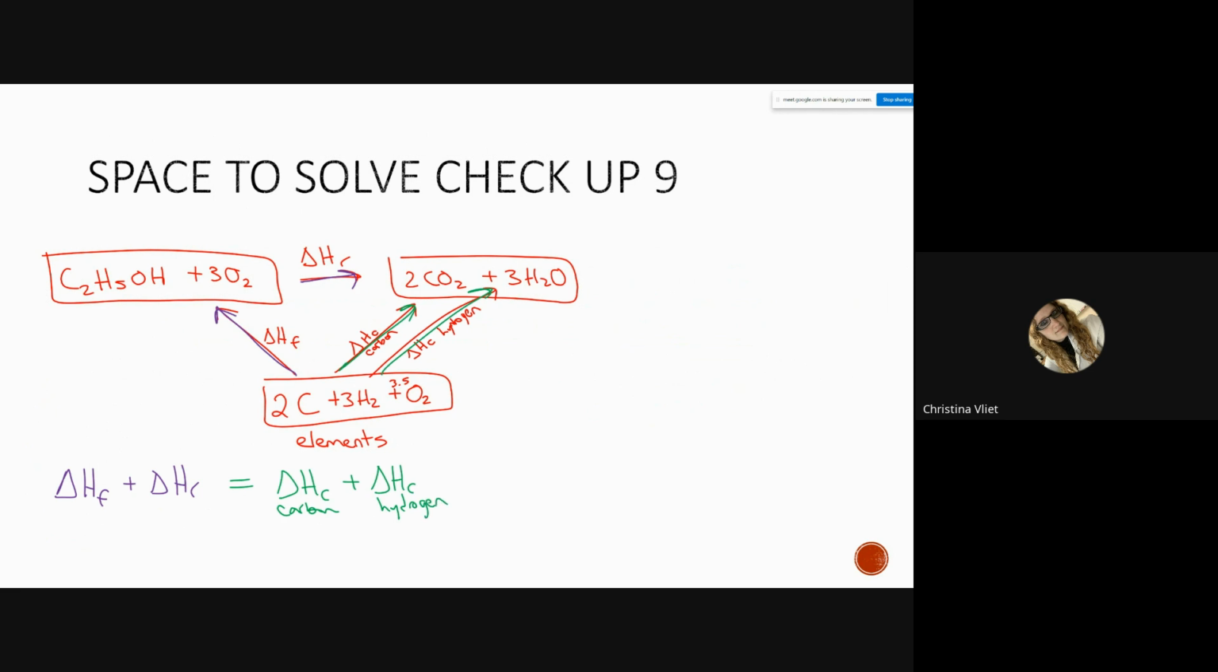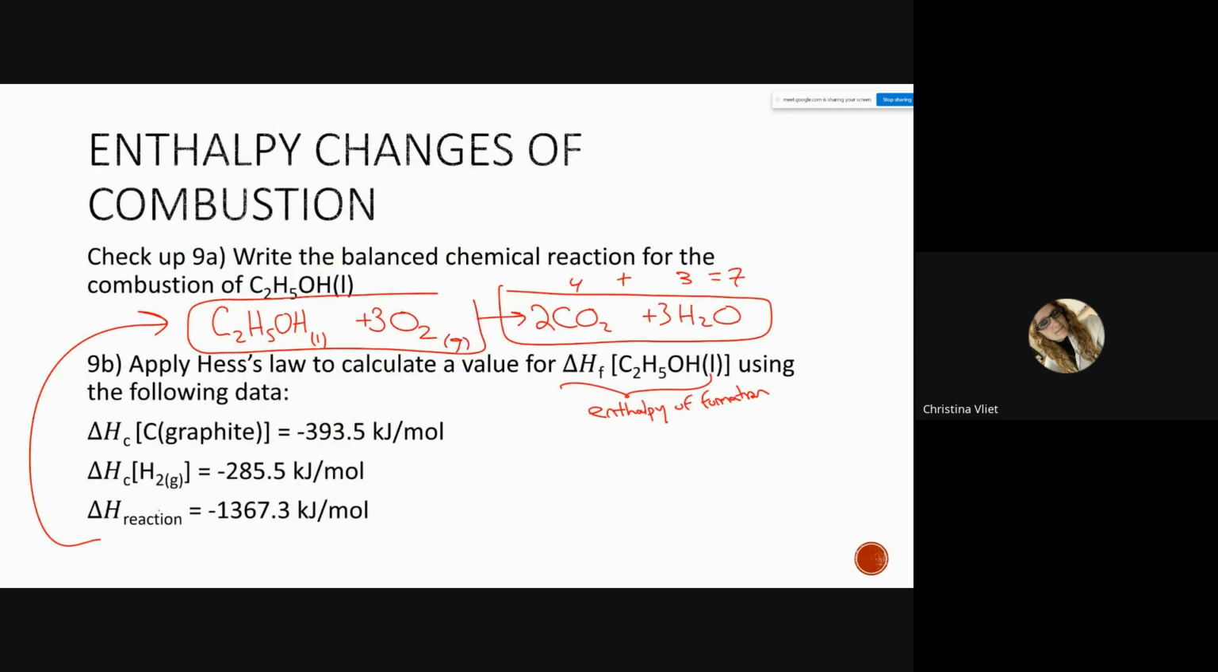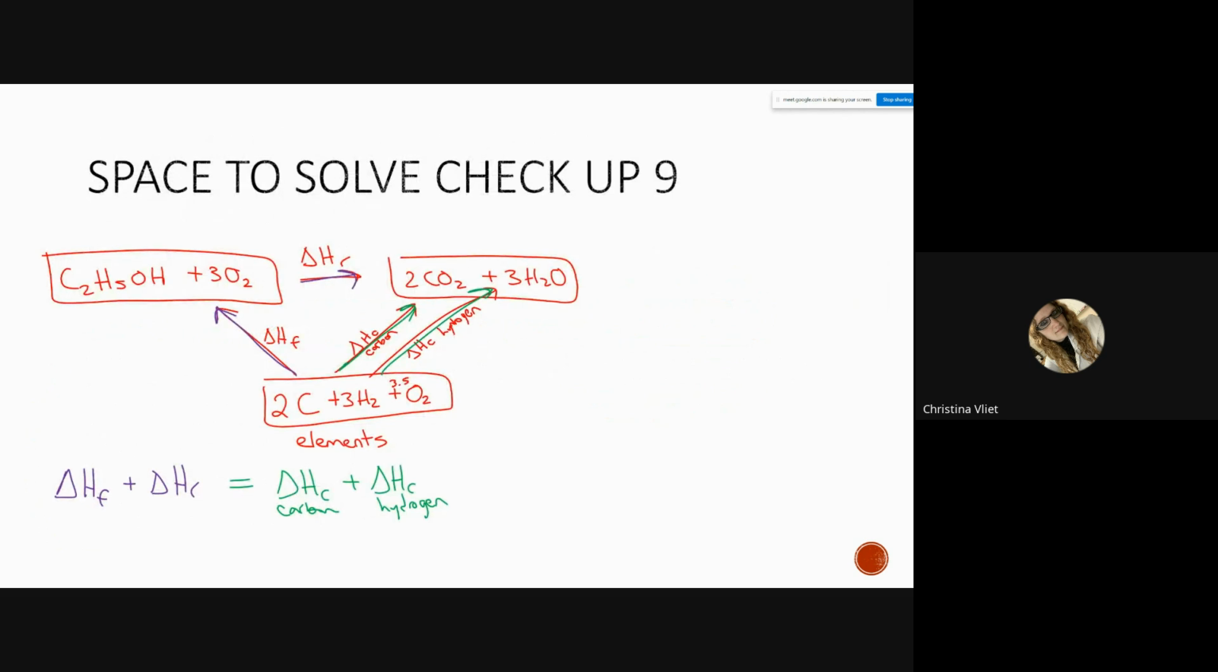Do I have enough data to now solve? Do I have enough information now? They're looking for the delta HF. They've provided me the delta HC for carbon, the delta HC for hydrogen, and the delta HR of reaction. Take a look. I have everything except for one. Yes, I have the delta HR, the delta HC for carbon, and the delta HC for hydrogen. So let's see if we can now solve. Delta HF is what I'm looking for, so we would call that delta HF.